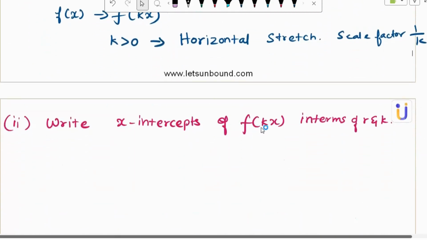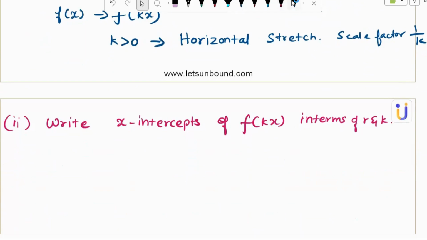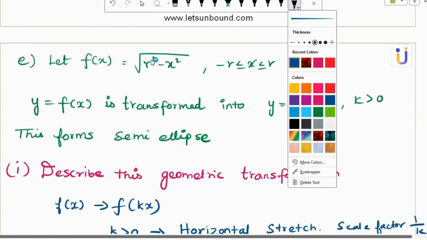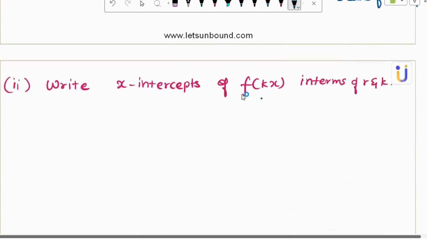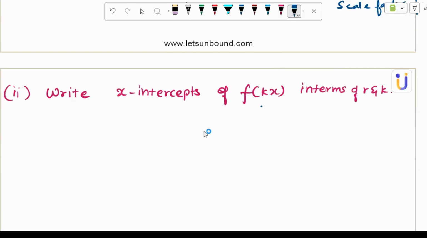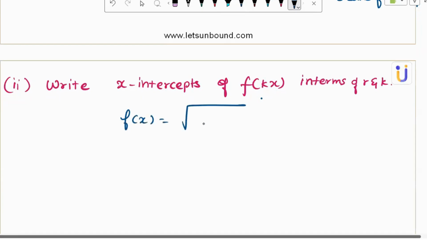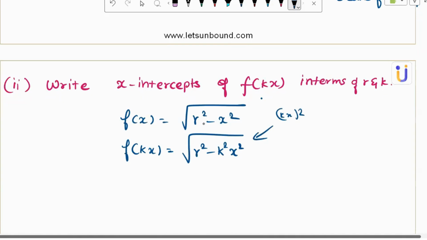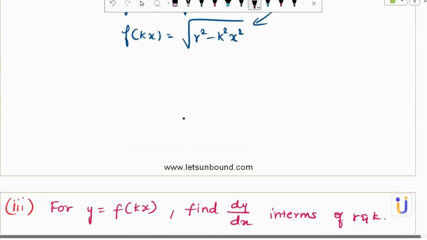Now write the x-intercept of f of kx in terms of r and k. Okay, we know f of x, but we need to work on f of kx and then find the x-intercept. So let's go. Okay, f of x is square root of r square minus x square. F of kx is square root of r square minus k square x square. Right? In place of x, I will replace kx, so kx the whole square, and it goes like this. Now x-intercept means what? F of x is 0. So square root of r square minus k square x square is 0. And what is x? Correct?